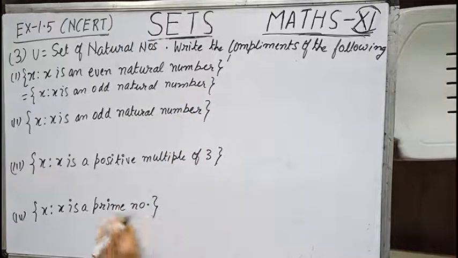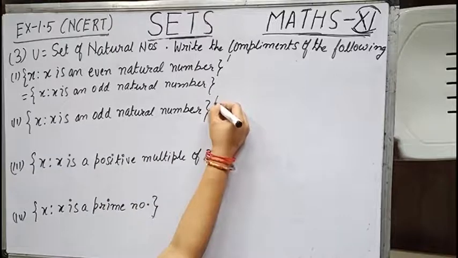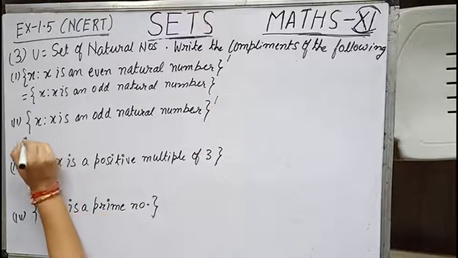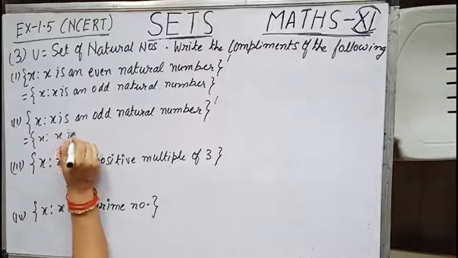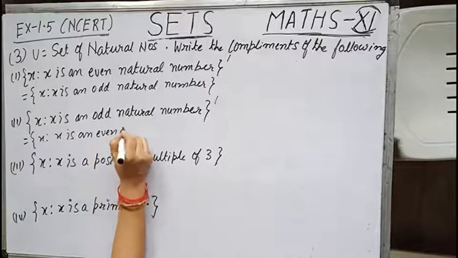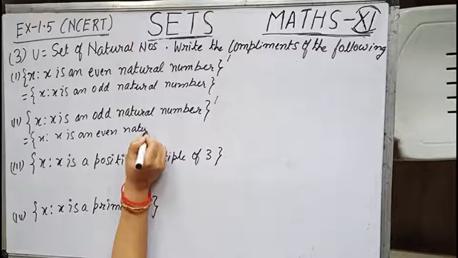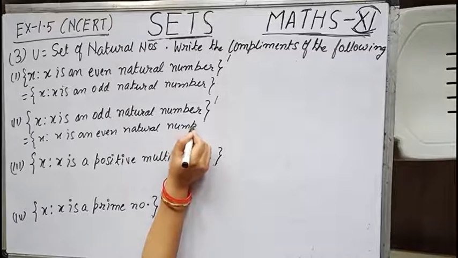Number 2, x such that x is an odd natural number. Complement of this we have to write. So let us give the sign, and the answer will be x such that x is an even natural number.